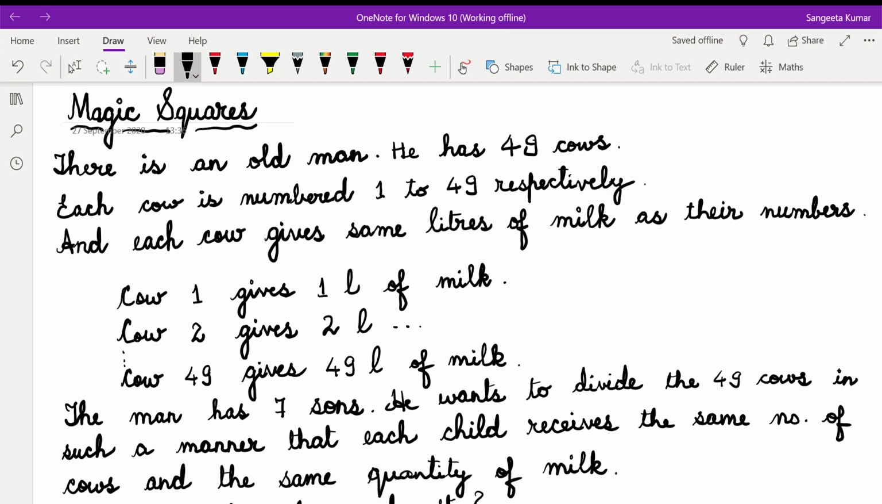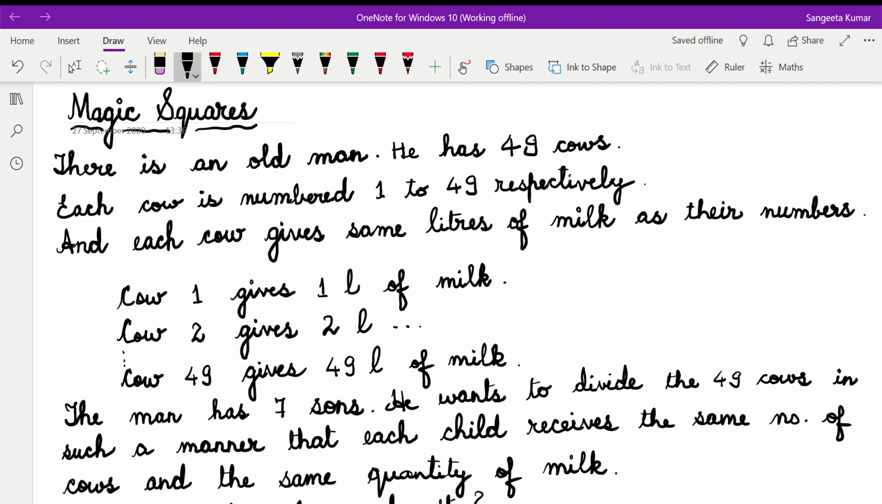Hello friends, today's video begins with a question. There is an old man and he has 49 cows. Each cow is numbered 1 to 49 respectively, and each cow gives the same liters of milk as their number. That is, cow 1 gives 1 liter of milk, cow 2 gives 2 liters of milk, and likewise cow 49 gives 49 liters of milk.